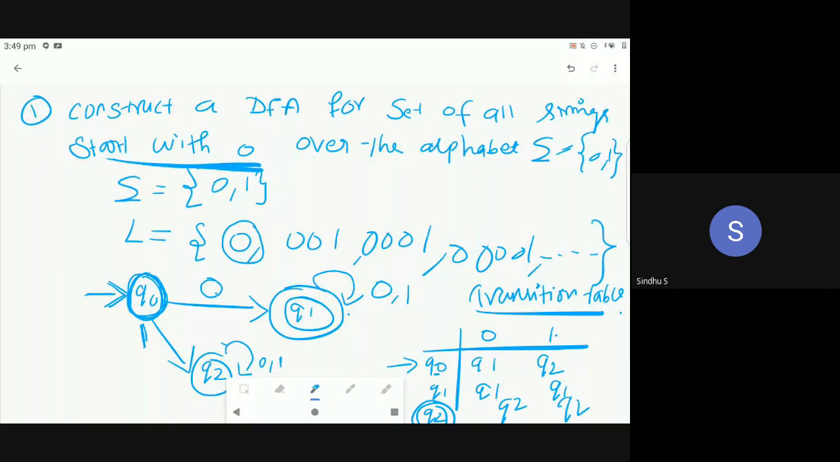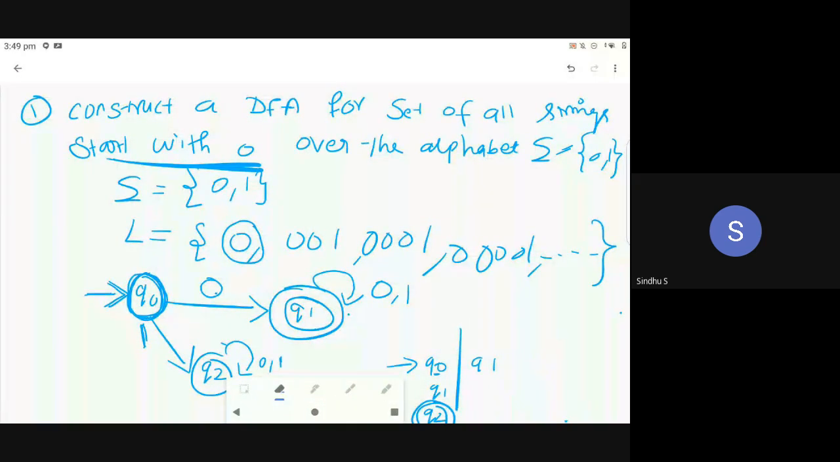So I hope you understand how to construct the transition table. Is that clear? Yes, ma'am. Fine. Is there any doubt in constructing the transition table? No, ma'am. Fine.